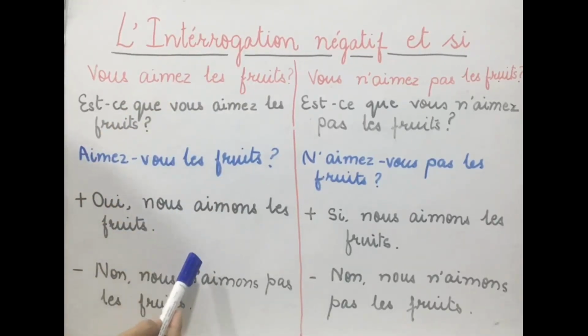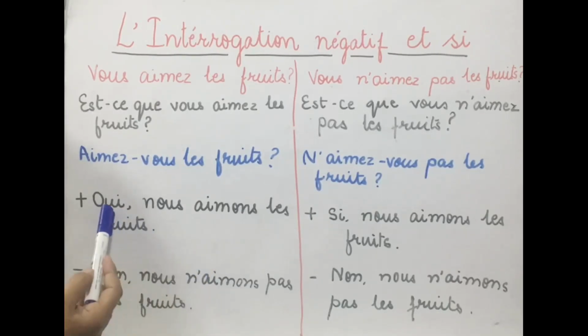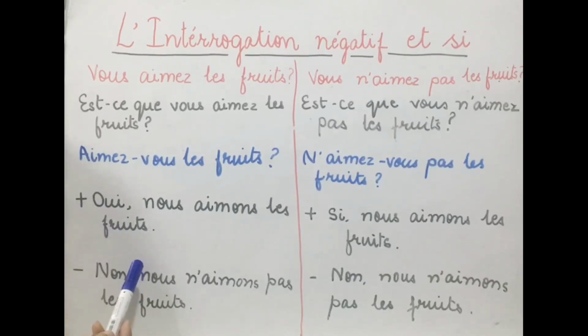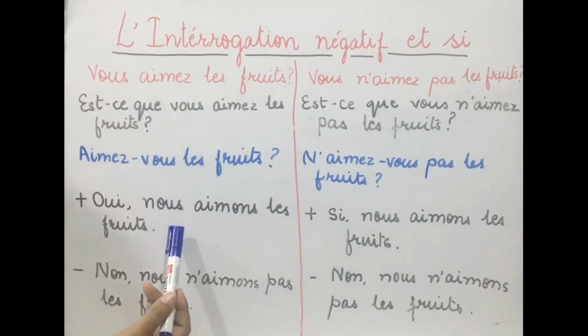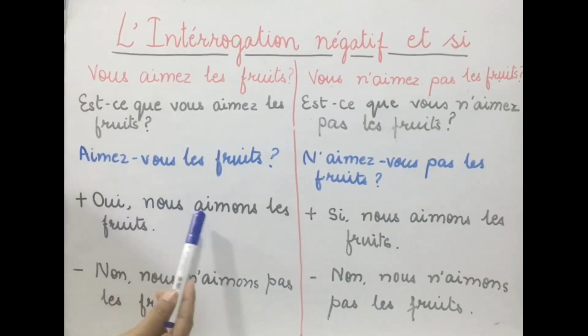Now in any of these forms, if the positive question comes, and if you have to answer, your answer can be either positive or negative. Okay, so positive means you want to answer that yes, you like the fruits, or in negative you want to say no, I don't like the fruits. Or we don't like the fruits here in this case. So you can answer in vous, or you can answer in je also. So here we are using we.